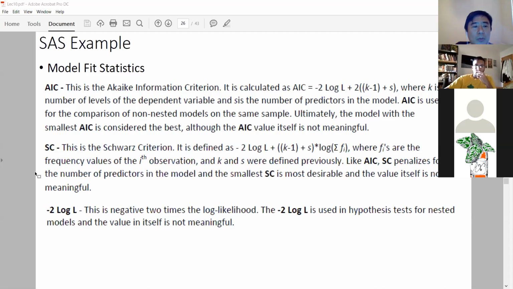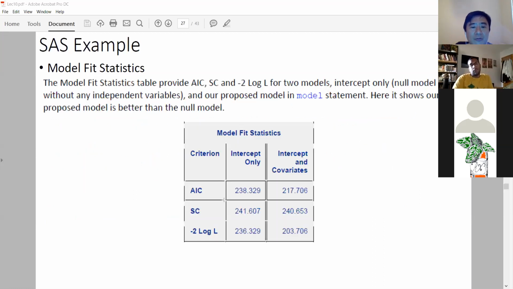The value which is smaller for all three indicates a better model. That means you have to run multiple models and compare the AIC or the SC or the negative 2 times log likelihood among these models, and you can pick out the best model. But it's not meaningful to interpret the value itself. We don't worry about that interpretation.